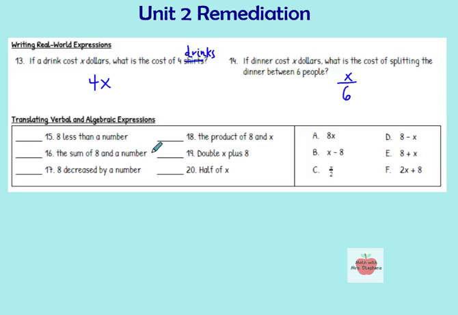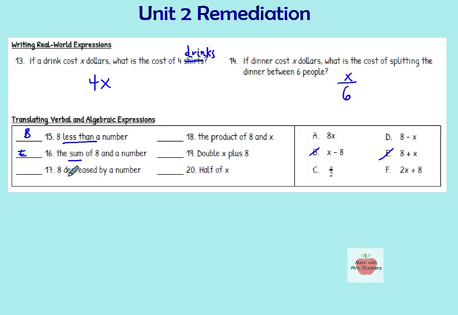Numbers 15 through 20, 8 less than a number. Less than, remember, it's one of those turnaround words. So we need to come over here and find where it's turned around, which is X minus 8. So number 15 is B. Number 16, the sum. Sum is your keyword for addition. The sum of 8 and a number would be 8 plus X.